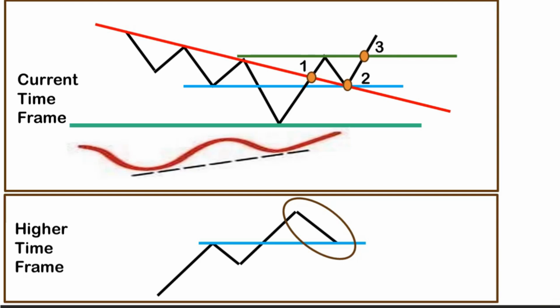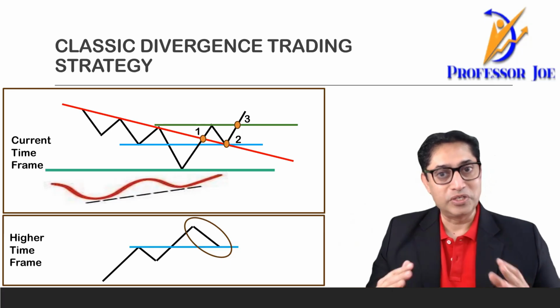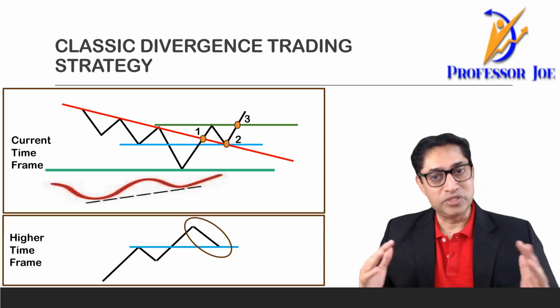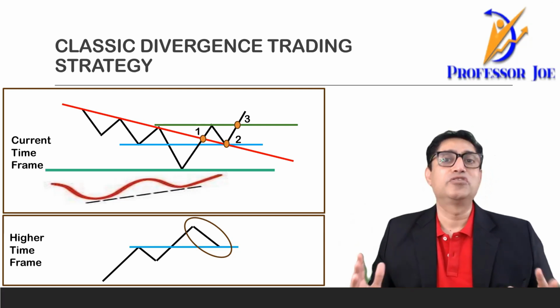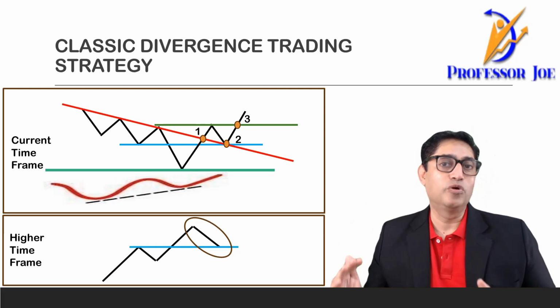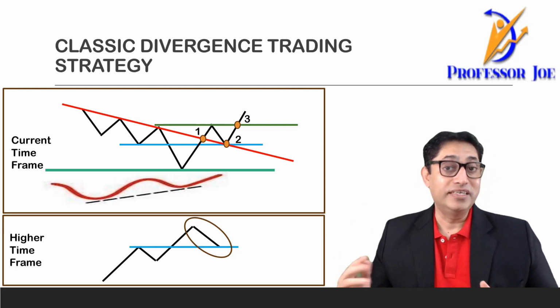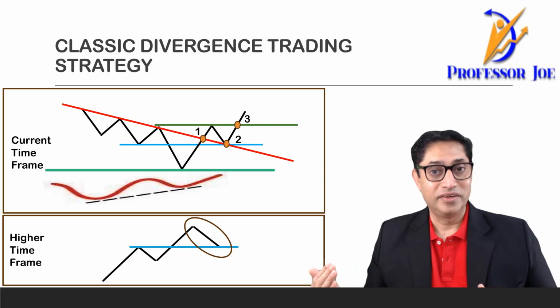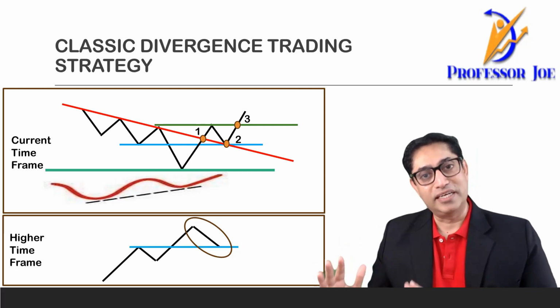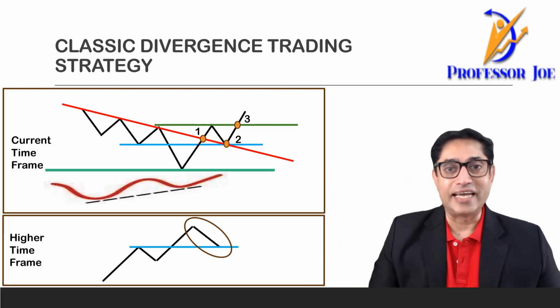So there are 3 entry points. Entry point number 1 is breakout of the trend line. Entry point number 2 is at the support zone. And entry point number 3 is the breakout of the previous resistance. So you have 3 entry points. You can use either of these entries. It is always better to be more safe, that is, go for the breakout of the second resistance. That way you are very sure that the price has changed its direction.